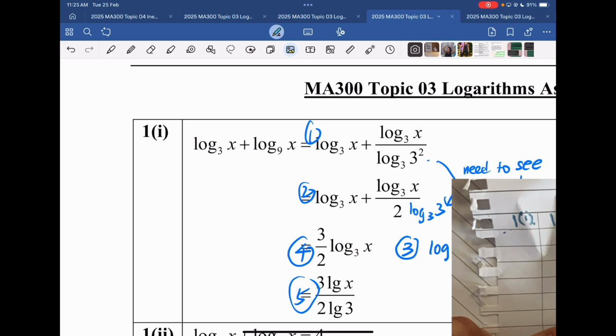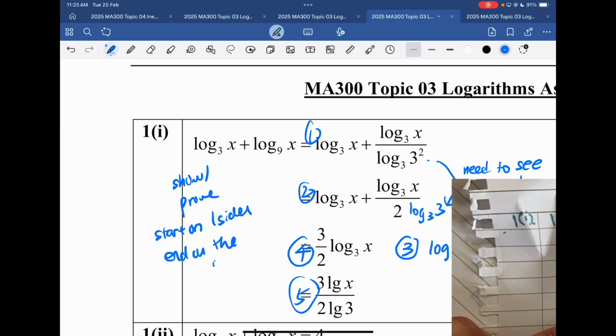So for questions that ask you to show or prove, you need to start on one side and end on the other. You cannot just log both sides. Clear so far?